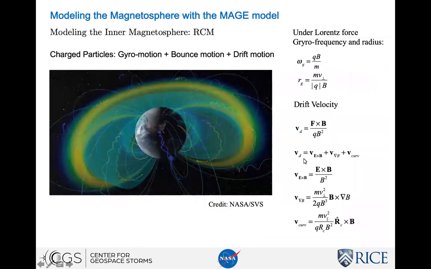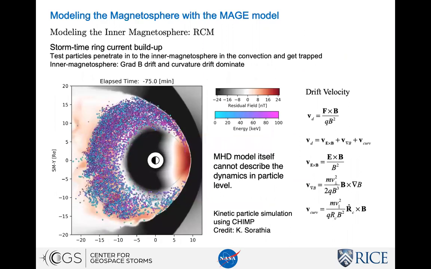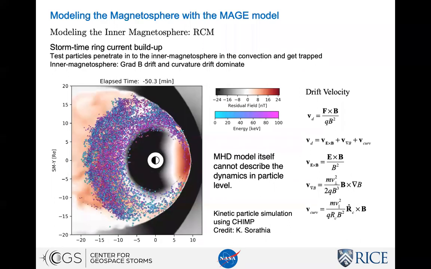So when it comes to the inner magnetosphere, the MHD approximation is not quite enough. The energetic particles are trapped in the closed field lines and perform gyro motion, bounce motion and drift motion. The drift velocity is propelled by the E cross B drift, the grad B drift, and also the curvature drift. The drift dynamics is especially significant in the ring current buildup.